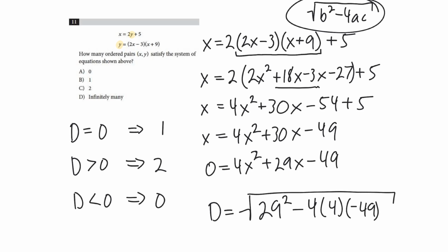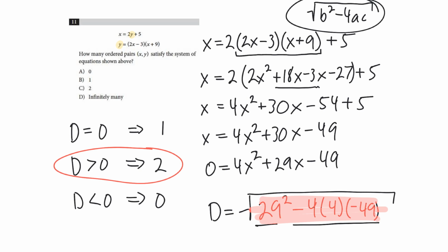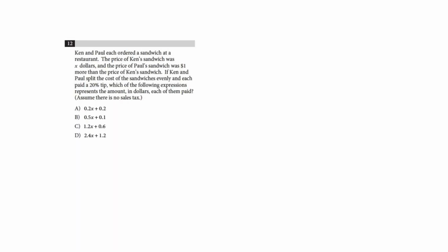Okay, well, we know that's going to be positive. And then this second piece here, that's going to be negative 4 times negative 49. That's also going to be positive. So that means that this whole piece under here is going to be a positive value. And that means that we're going to have two solutions. So our answer is C.